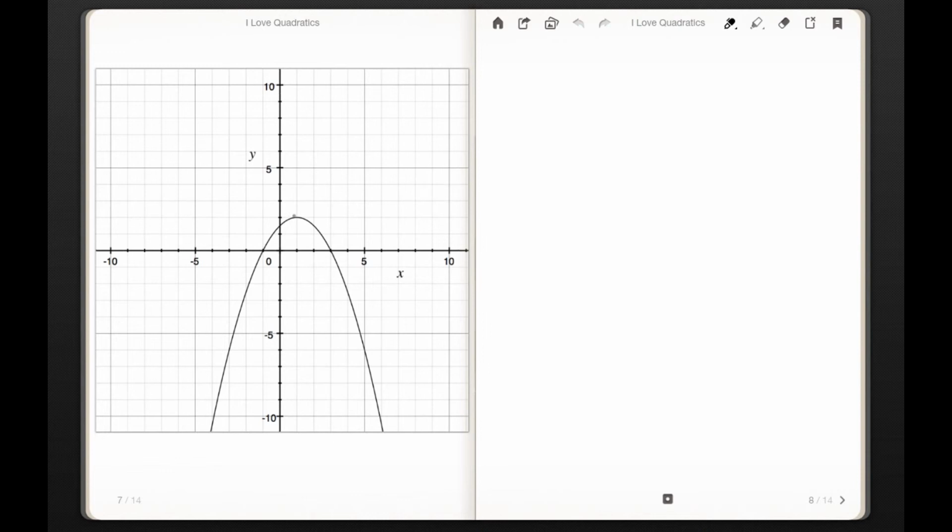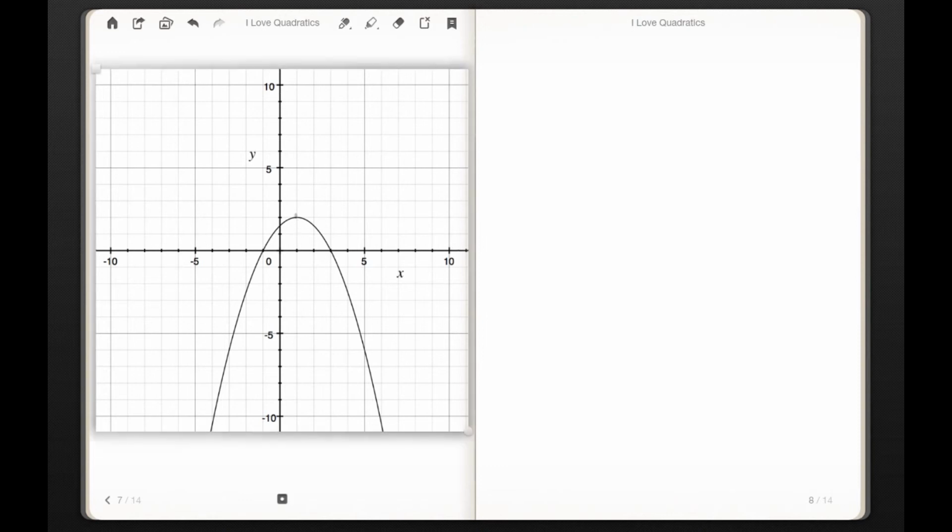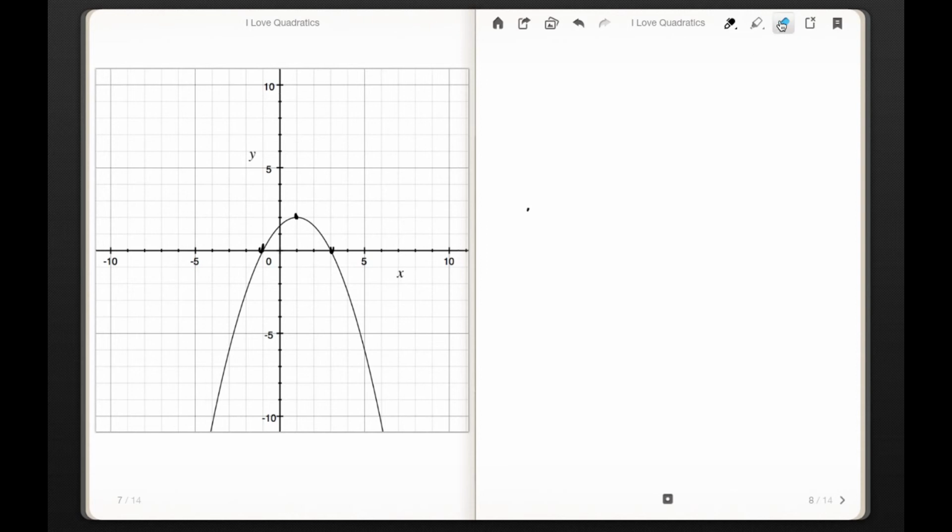Okay, now in this one we have a choice because we can see that the vertex is clearly that point, and we can also clearly see what the roots are. The roots are clearly those points. So let's just do root form, since we've only done one of those so far. So the roots are going to be -1 and 3.